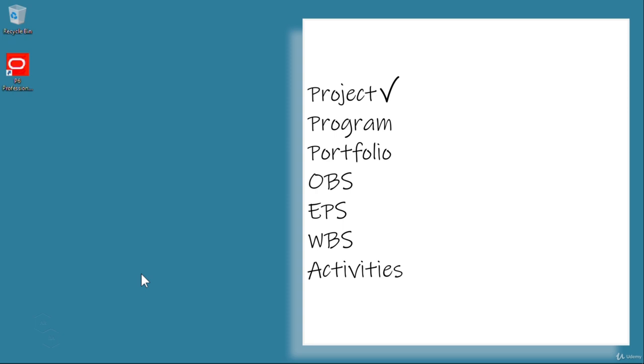And we also said that the program is a group of related projects that are managed centrally. When we say that it's a group of related projects, that means the projects that have common characteristics. Now, if we look at the portfolio definition, we said that the portfolio is a combination of projects, programs, and sub-portfolios. Then we discussed the OBS.